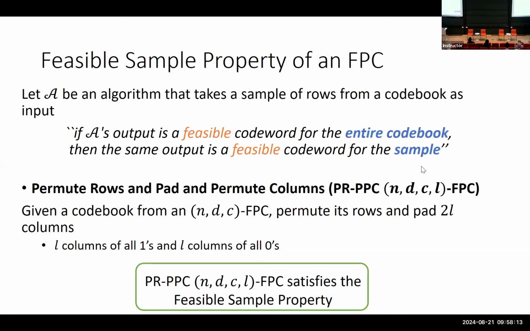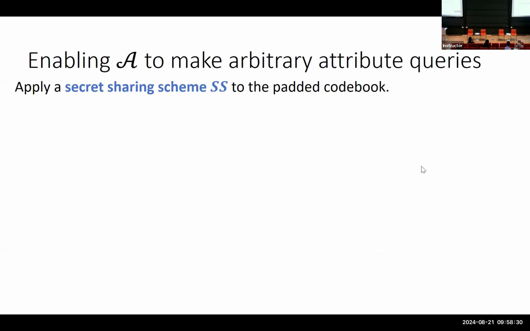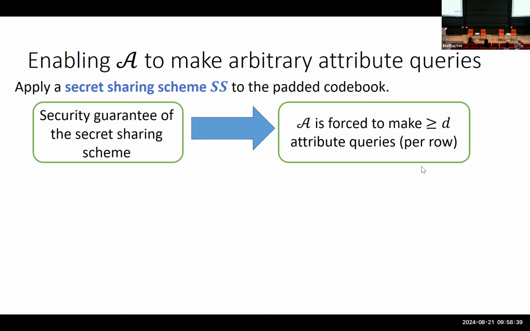If we go back to this proof sketch, we're going to be using our version of fingerprinting codes and do this same thing. But remember, in this warm up, I was magically forcing A to query entire rows. And the whole point is we want to have attribute queries, right? So in order to address that, we apply a secret sharing scheme to the padded code book. The intuition here is that A can make arbitrary attribute queries now, but the security guarantee of the secret sharing scheme will force A to make at least, say, D attribute queries per row. And this is what's going to give our lower bound.